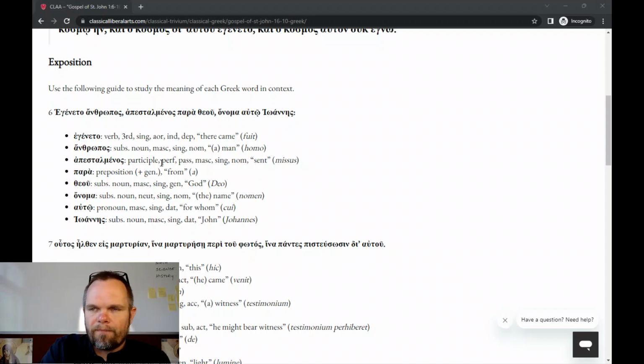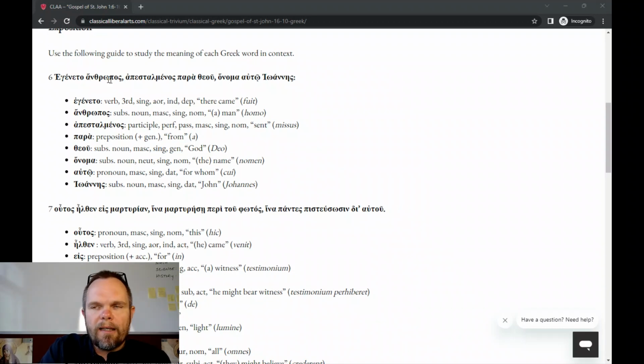Verse 6. Egeneto anthropos apestalmenos parateu onoma auto Ioannes. Egeneto is a verb. It means there came or there was. You can see in Latin, St. Jerome translated it with the Latin verb fuit. Egeneto, there was, or there came.